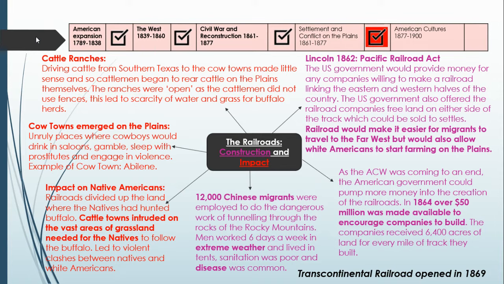So these ranches were open, so they didn't use fences, and this obviously leads to a scarcity of water and grass for the buffalo herds, and this is again going to affect the natives and their nomadic lifestyle, particularly tribes such as the Lakota Sioux.